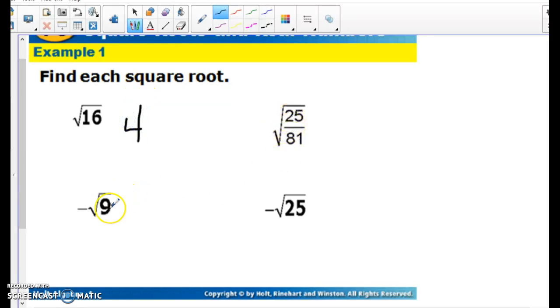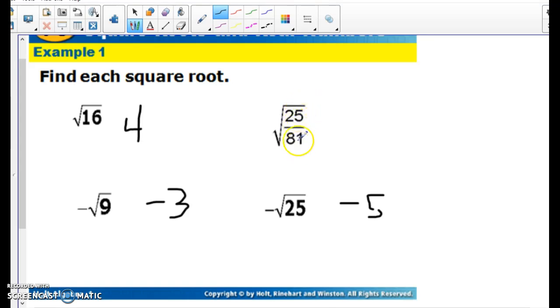Okay, so kind of reviewing these, so square root of 16 we talked about was 4. Let's skip that fraction one for a second. So remember, since that negative sign's out in front, my answer is just going to be negative. Square root of 9 is 3. 3 times 3 is 9. Forget about that negative sign for a second. Oh no, I have 25. Square root of 25 is 5.